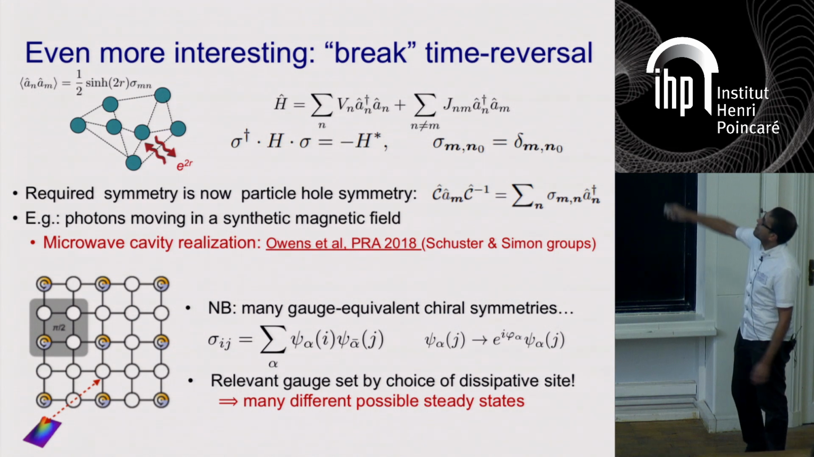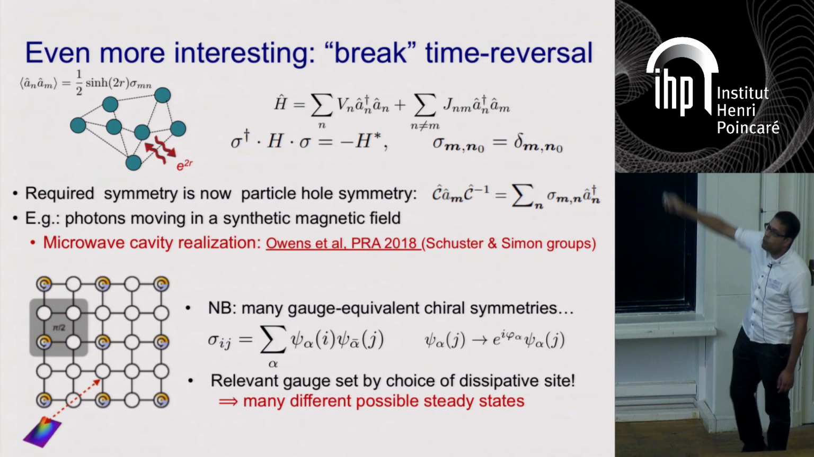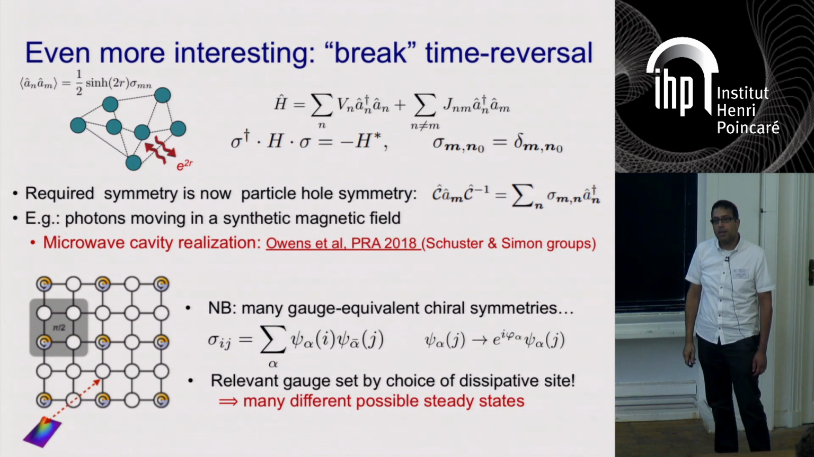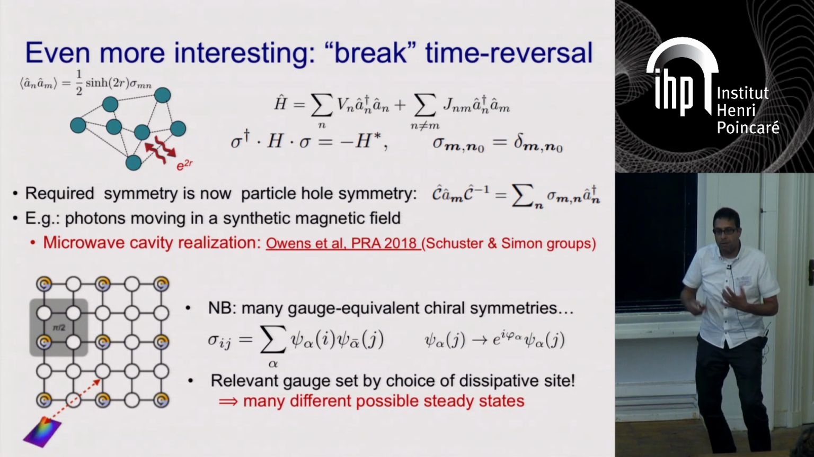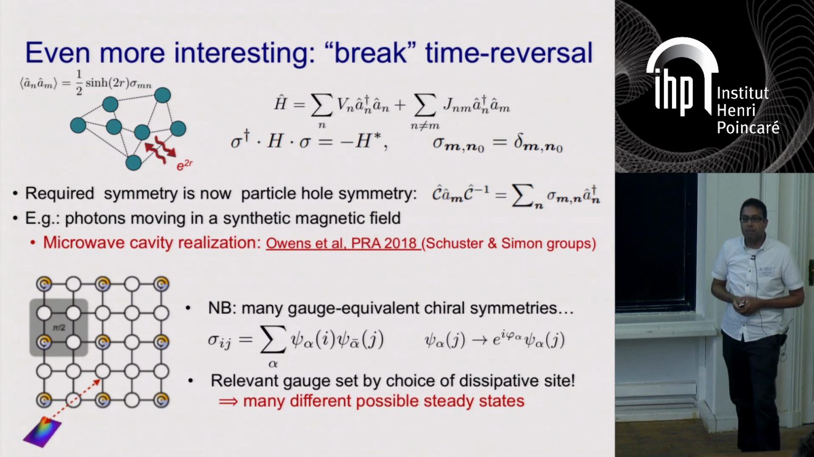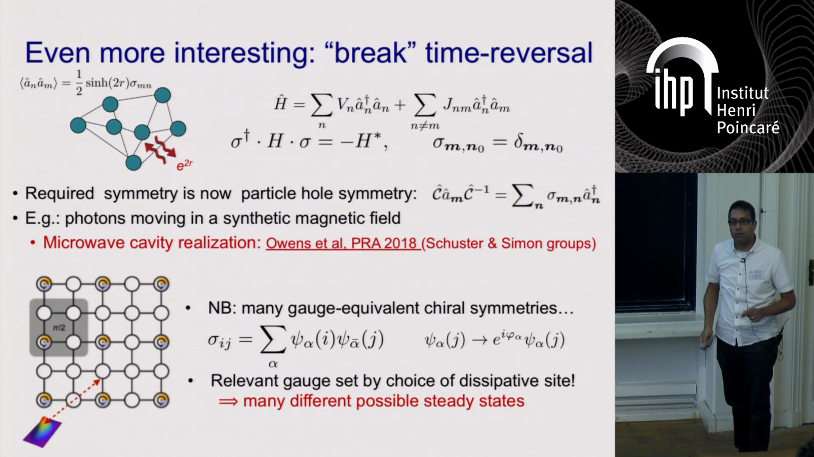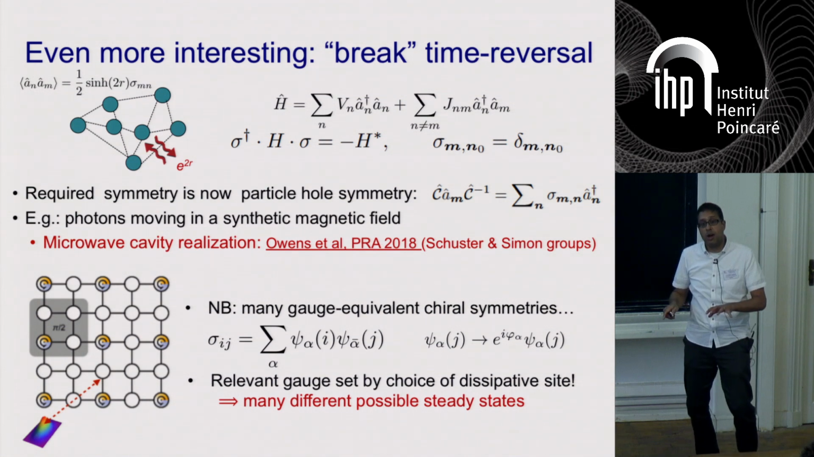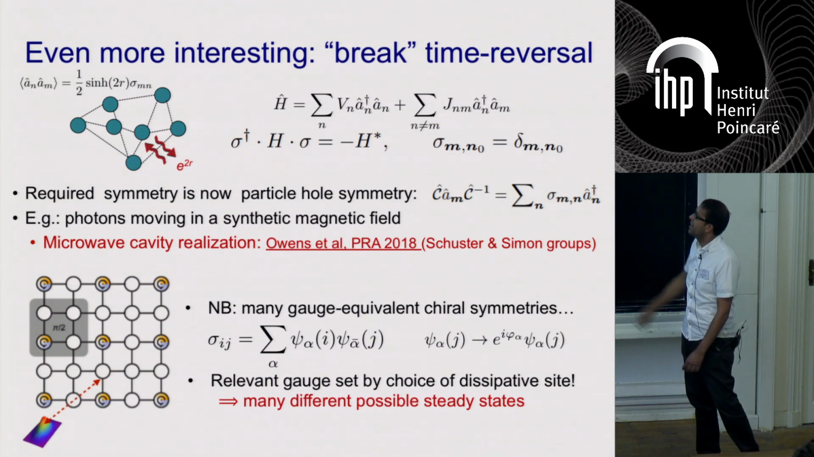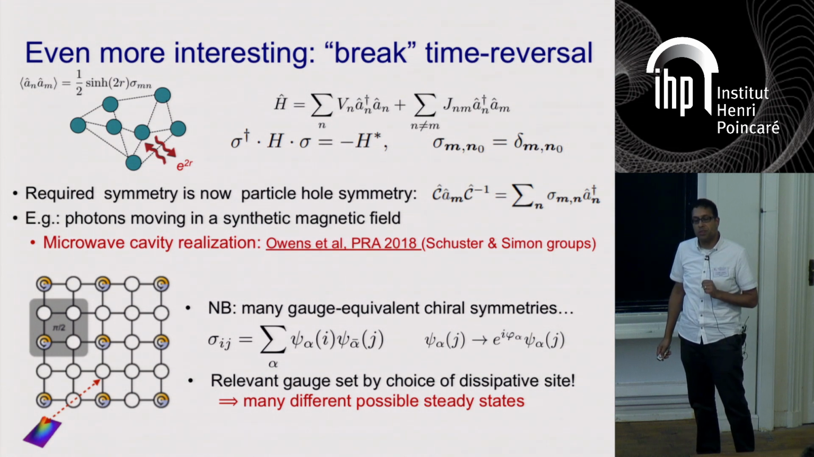It's not a problem because the chiral symmetry that's relevant is basically picked out by where I choose to put the coupling to the squeeze dissipation. Because again, one of my requirements is not only do I need this symmetry, the symmetry needs to leave the coupled site invariant. Okay, so now life is interesting. There are many, many different chiral symmetries. And again, the symmetry operator determines your steady state. Where I choose to put my controlled dissipation will pick out the relevant symmetry.